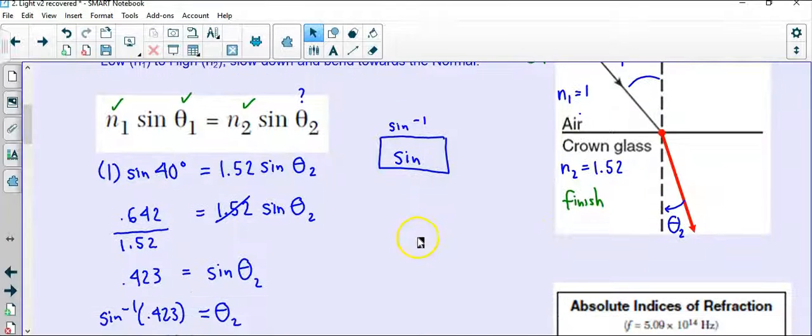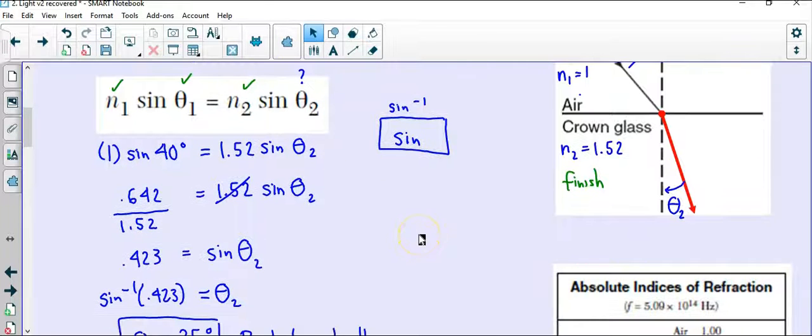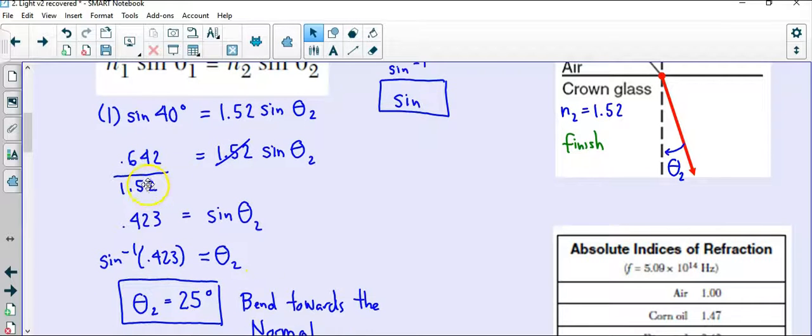So in order to solve for this formula, we're going to have to use a little bit of trigonometry as well. So 1 sine 40 equals 1.52 sine of the unknown angle. We're going to take the sine of 40, which is 0.642, and divide it by the 1.52 to get sine theta 2 by itself. 0.642 divided by 1.52 is 0.423, which equals the sine of theta 2.